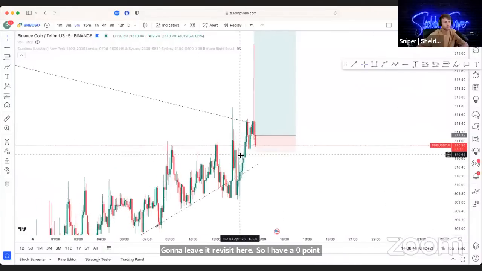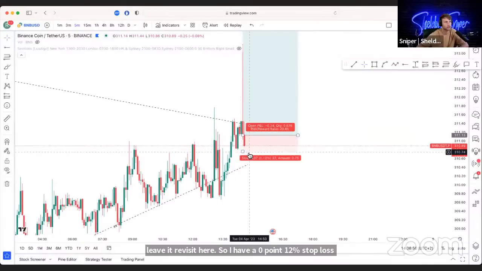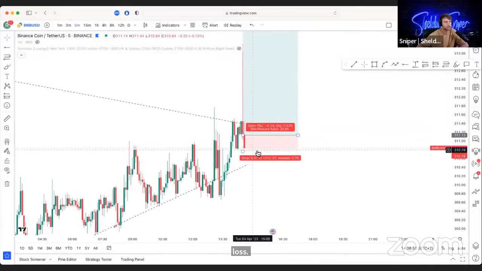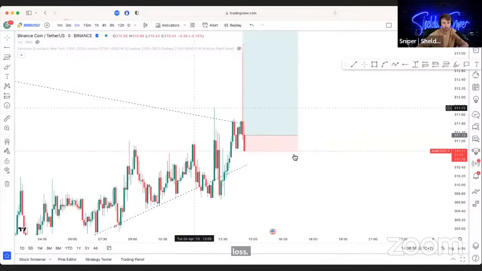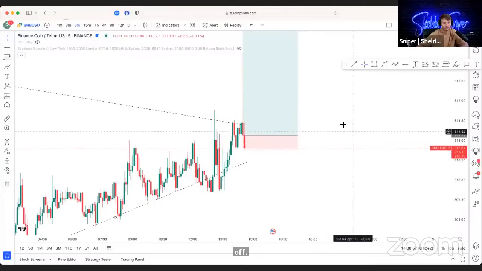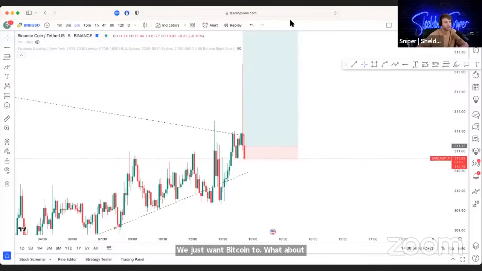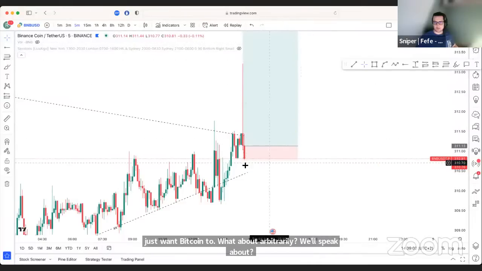So just de-risk on it right now. If you haven't got stopped on anything yet, we'll get the BNB. I do agree on BNB. I think it's going to take off. We just want Bitcoin to. What about Arbitrum? We'll speak about Arbitrum shortly. So that's what I would do here.